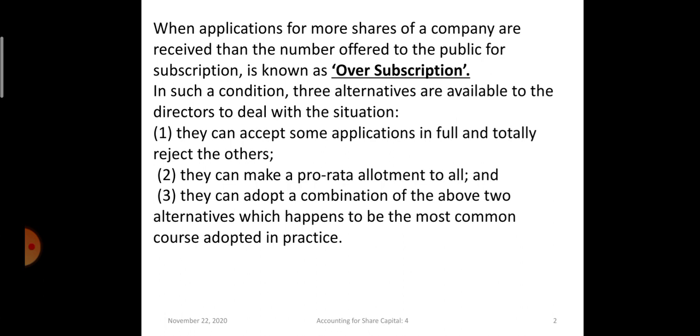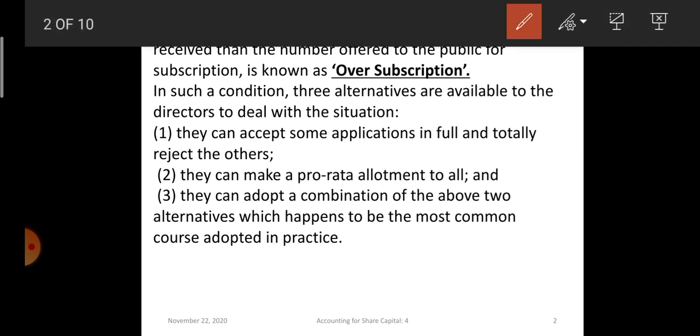In such a condition, three alternatives are available to the directors. The first alternative is that some applications are accepted in full and the others are rejected. Second, pro rata allotment is done, in a particular ratio, all the applicants are allotted shares. And the third is a combination of the above two, that is, some applications are rejected and the balance will be allotted shares in a particular ratio.